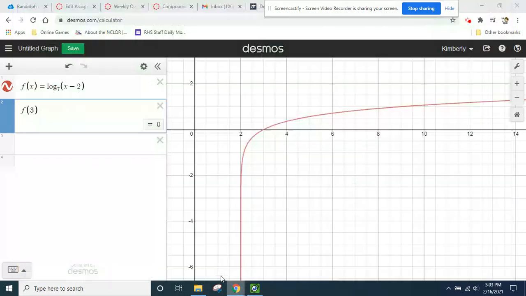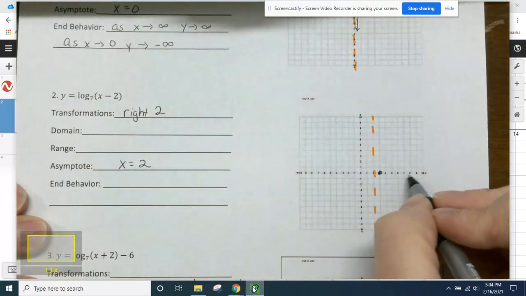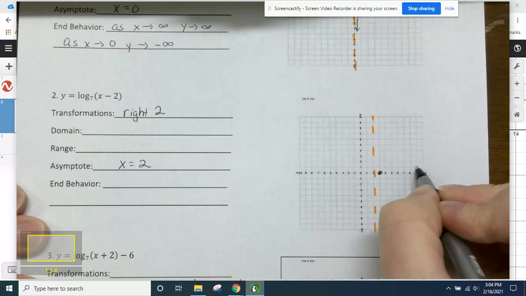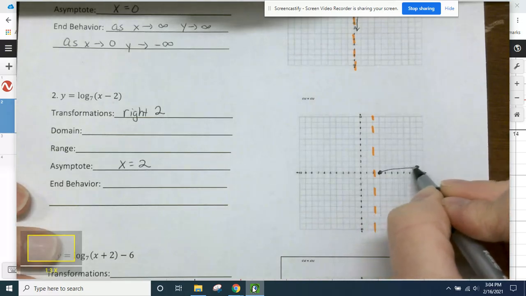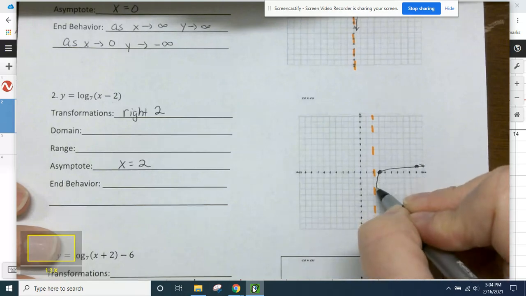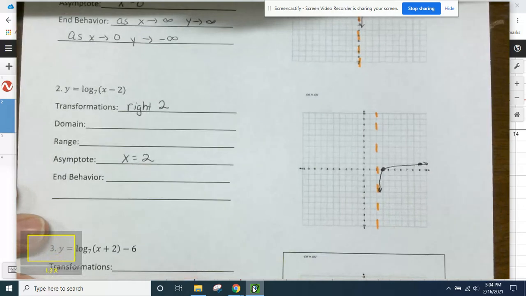Let's see if we can get another point. Let's try f of 9. I'm just going to guess here. F of 9 is 1. It looked like it roughly might be. So I'm going to go back over here to my graph and do f of 9. We get 1. So we know this graph does like that, and it comes down like this and gets closer and closer to that asymptote but never touches it.